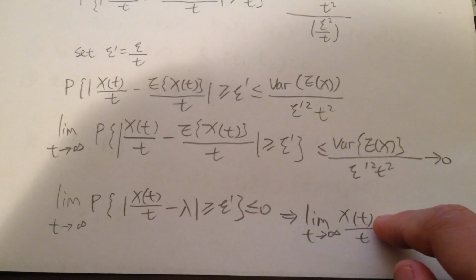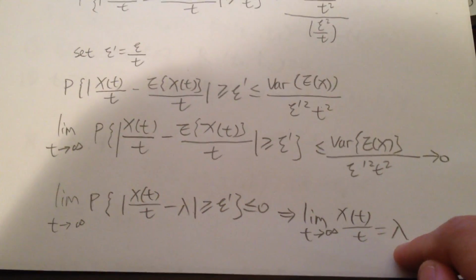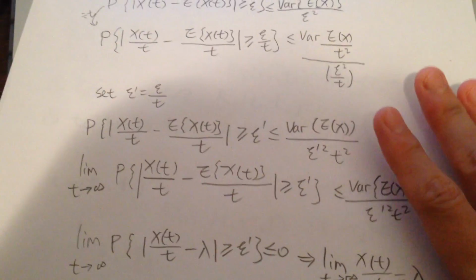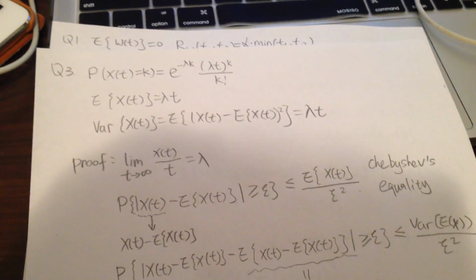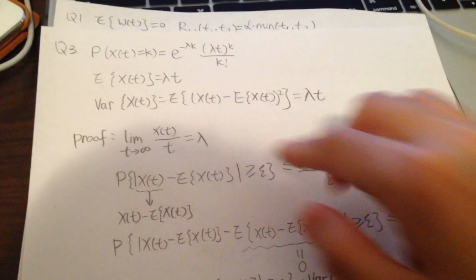So the limit as t approaches infinity of X(t) divided by t should equal lambda, which proves this statement. So this is the whole process for question 3 in homework 9.